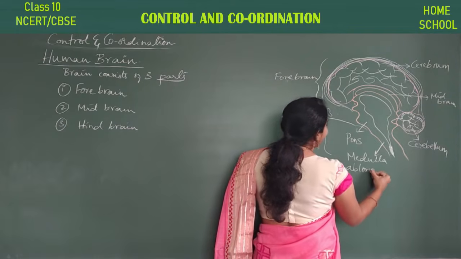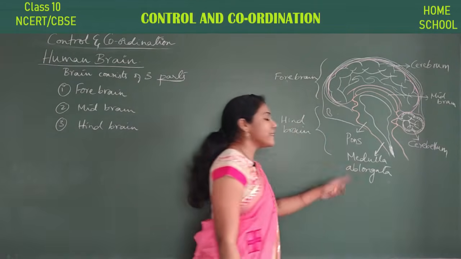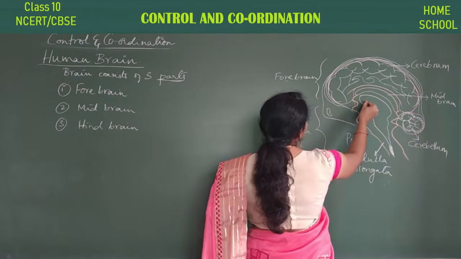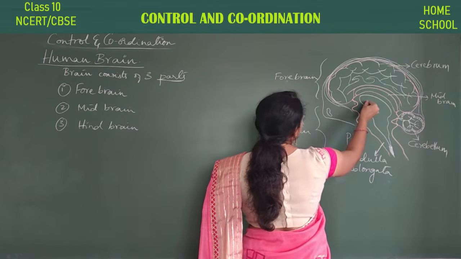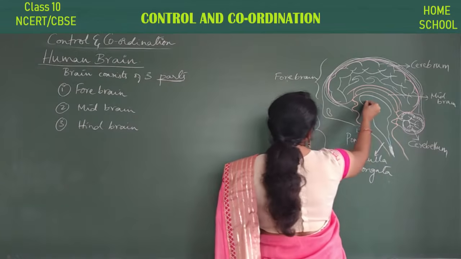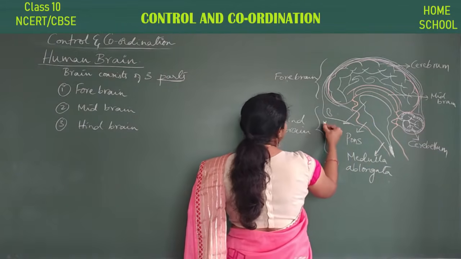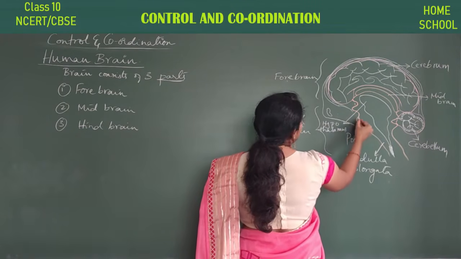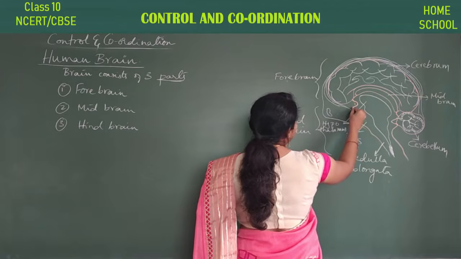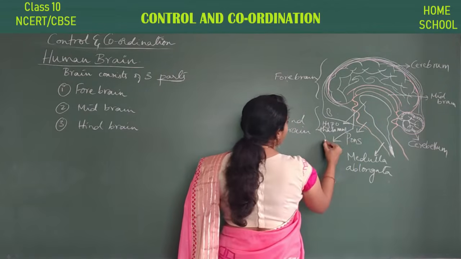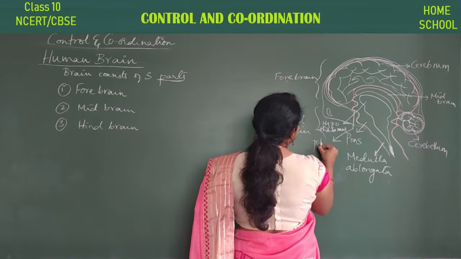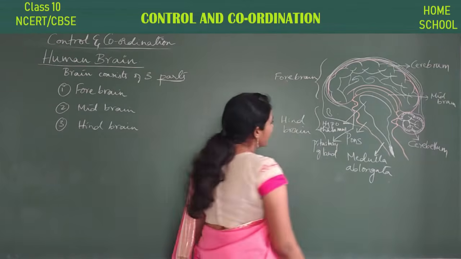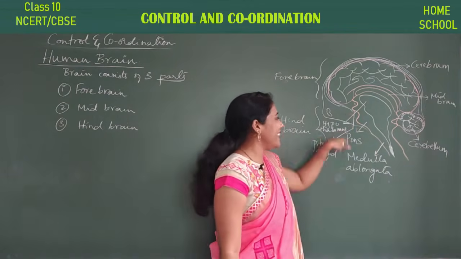Medulla oblongata. Okay, you should remember the scientific terms, guys, they are very important. And now this part is called the hypothalamus. And this curved thing here is called the pituitary gland. These are certain glands which can secrete certain chemicals.